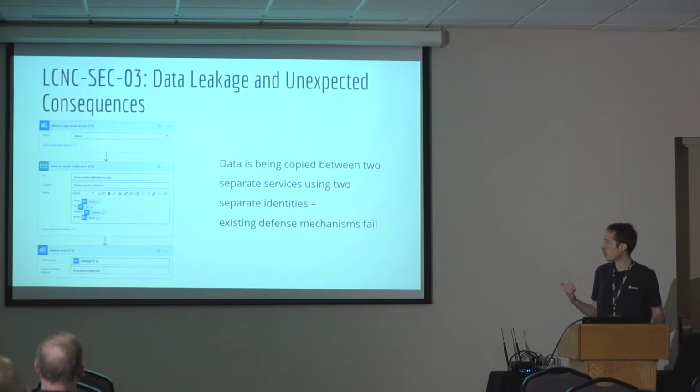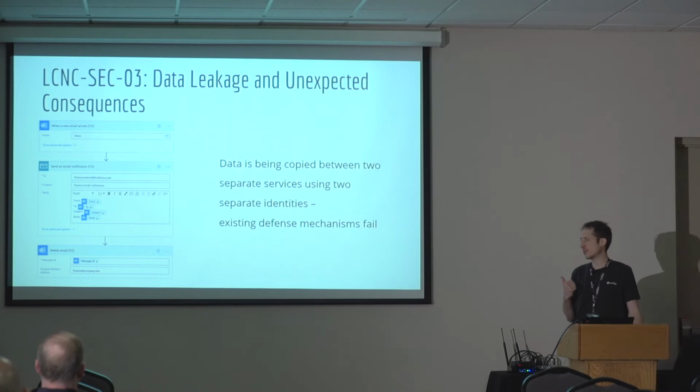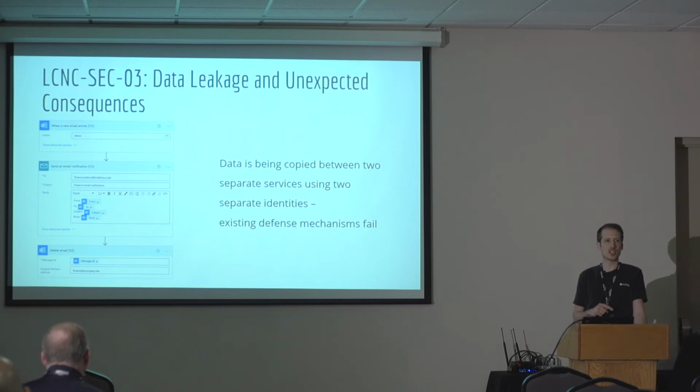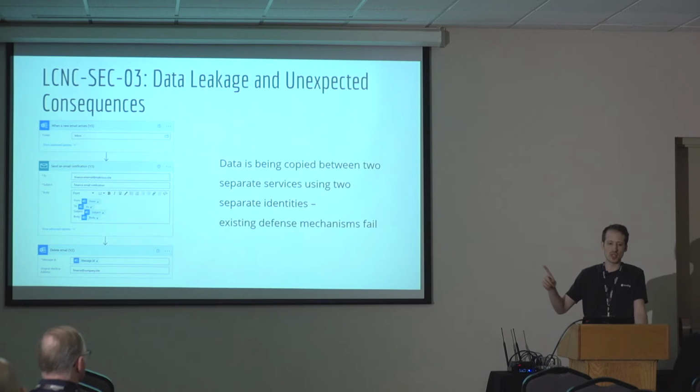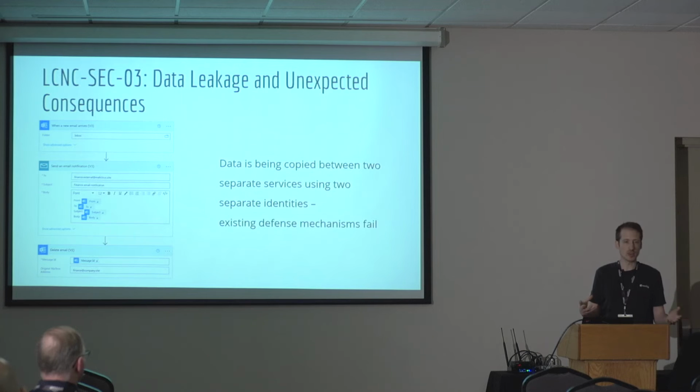Here's an example, and this one occurred in every organization that I worked with to find out what's happening with their low-code platform. Basically, it's another way to exfiltrate email outside of your organization. So if you're using some sort of a DLP solution to block people from, for example, forwarding email to their personal Gmail, this is very common, right?